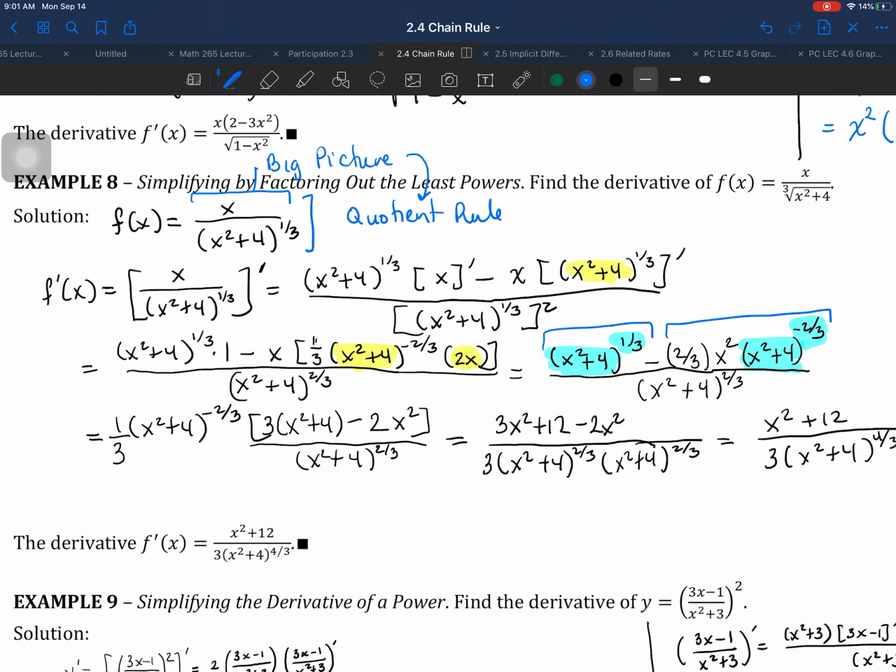So again, I'm going to factor the least common factor from both of them. The least common factor will be obviously the one with the negative power. So I'm going to factor that out so you guys can see in the next line. I'm factoring x squared plus 4 to negative 2/3 from both terms. Now, if you guys notice, I'm also factoring the 1/3 because I don't want to have a fraction on the numerator. So I'm factoring the 1/3 as well.